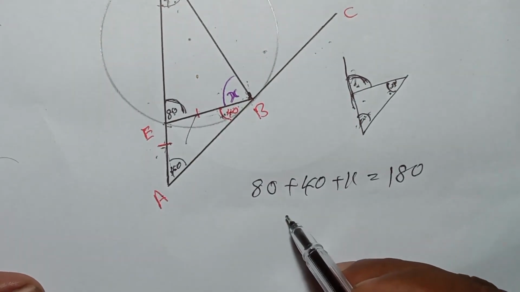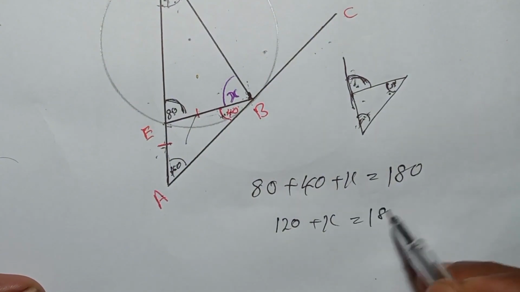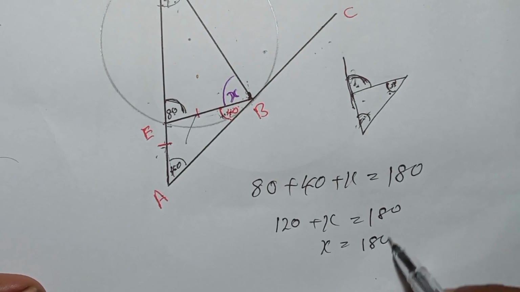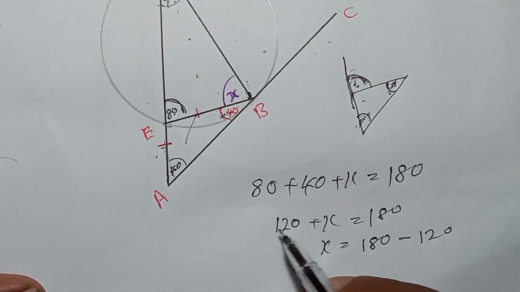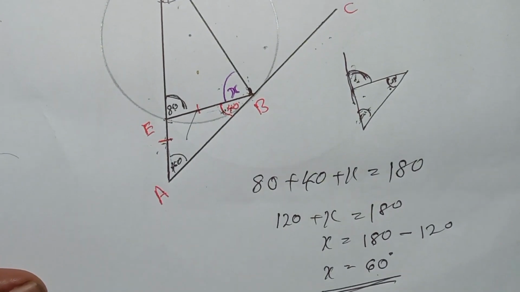Now here it will be 120 plus x equals 180. So 120 moves to this side, it will be minus, this is plus 120, when I bring it to here it is minus, so it will be 60 degrees. So x equals 60 degrees.